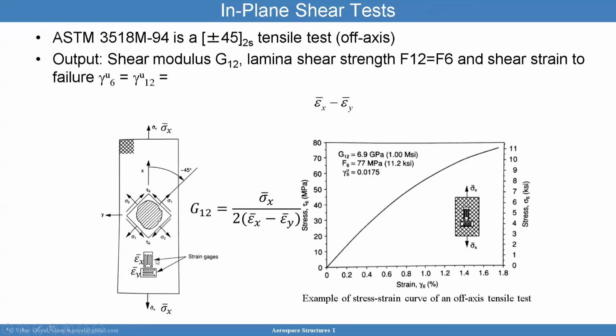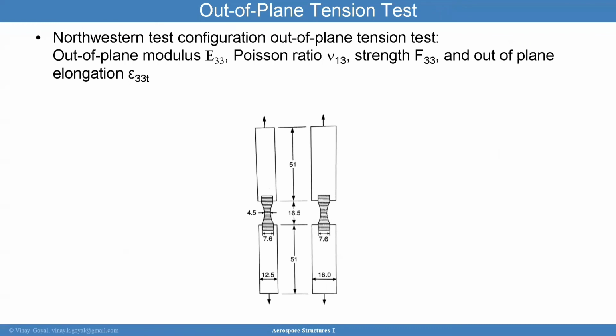Here's an off-axis test. In the off-axis test, you put strain gauges in this direction, and you can then output the shear modulus. So you can then plot the stress strain curve and calculate the shear modulus out of this data. Here, the ply angles are plus minus 45, and so that's why it's called the off-axis test. And this test is amazing, gives you the data you need, but it tends to overestimate the strength by 20 to 30%. So there are better tests, and those tests are the Iosipescu test, which I will not be covering here. That's covered in the composites course.